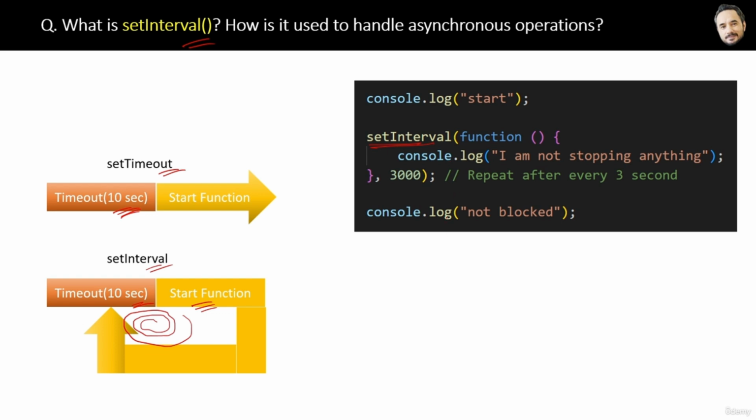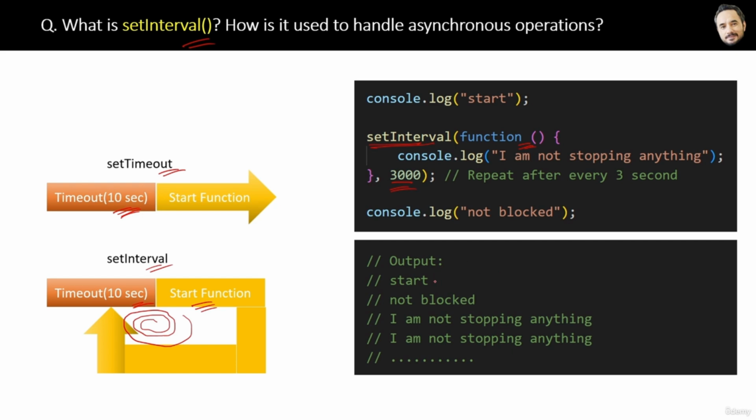It is also accepting two parameters. First is the function and second is the time. But the output will be different this time. See, first start, then not blocked code, because set interval is also an asynchronous operation and it will not block the next task.